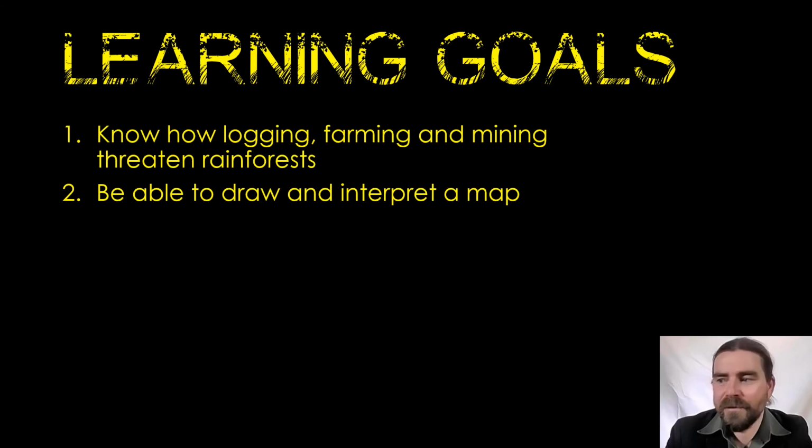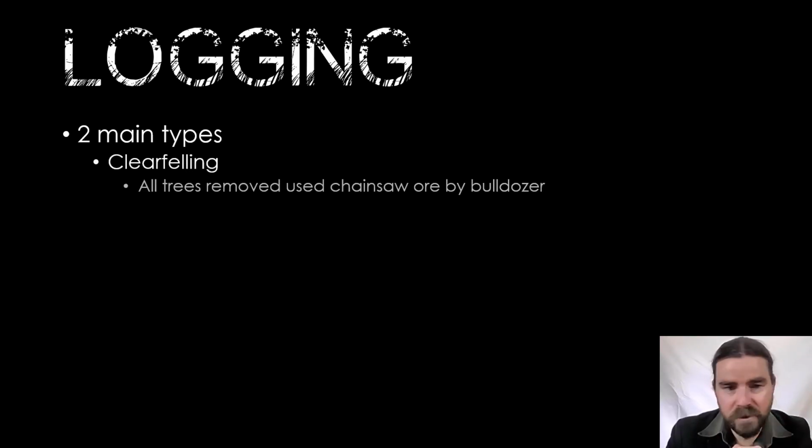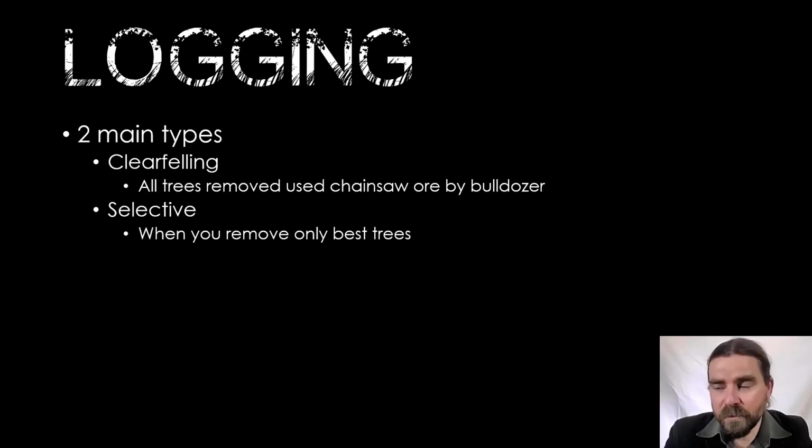Right, logging. One of the three big threats to rainforests, and there are two different types of logging. There is clear felling, that's where you basically cut all trees using a chainsaw or a bulldozer. Then you've got selective logging, which is where you only remove the best trees and you leave the rest. The idea being that the trees that you do cut down grow back, and so you don't wipe out the whole forest.